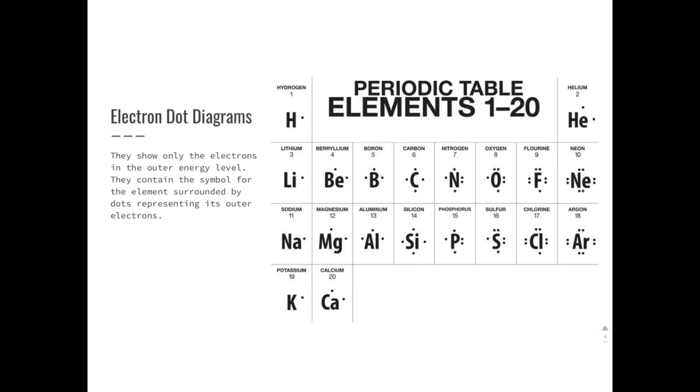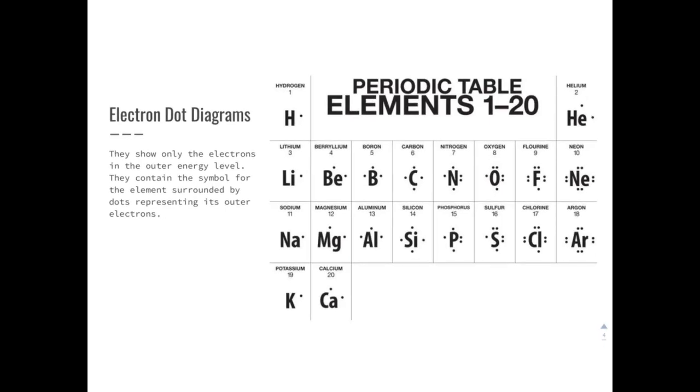So for example, before, when we drew lithium, we would draw the nucleus, we would draw the first energy level, we would have 2 electrons, and then we would draw another energy level, and it would have 1 electron. So now, as you can see here, this has 1 electron in its outer energy level, which is what we're representing. We're not worried about all the levels. We're only worried about the ones in the outer energy level.